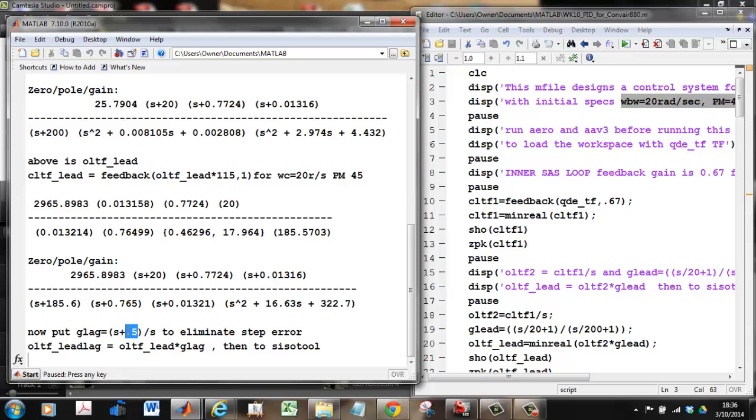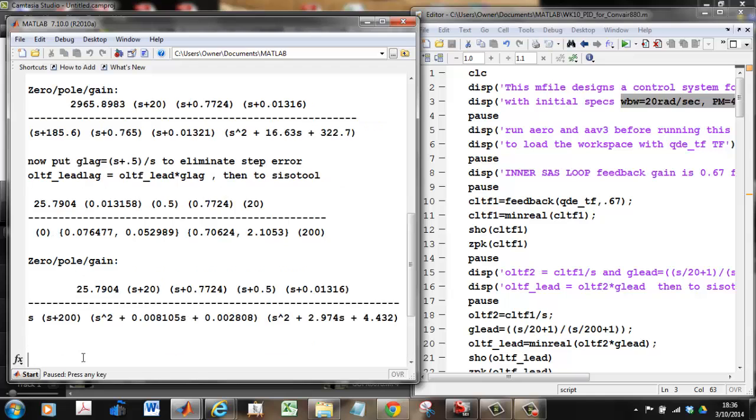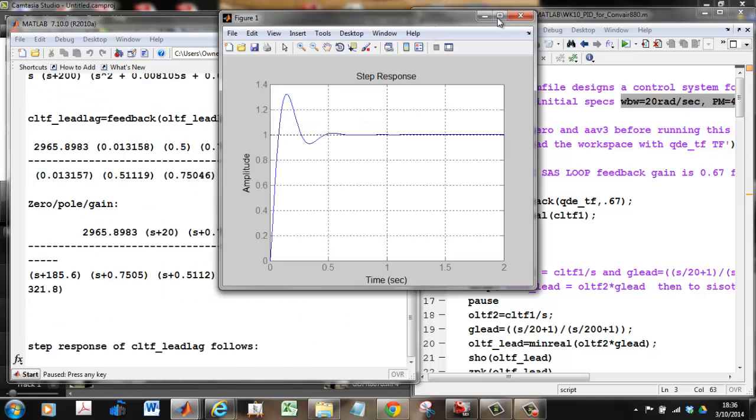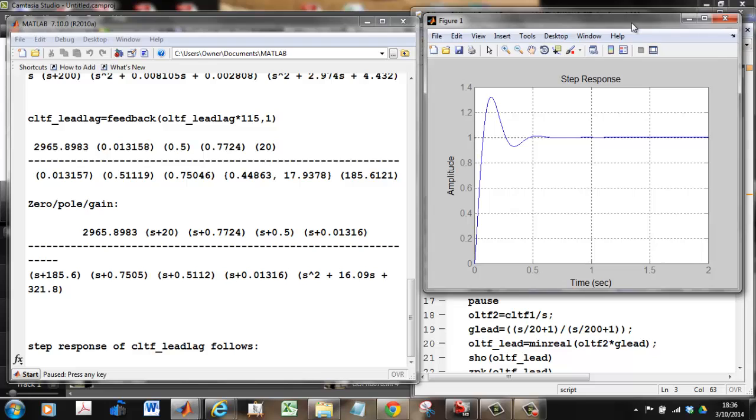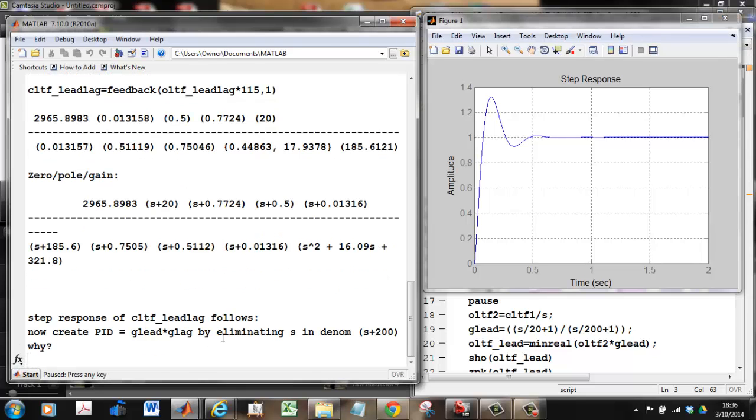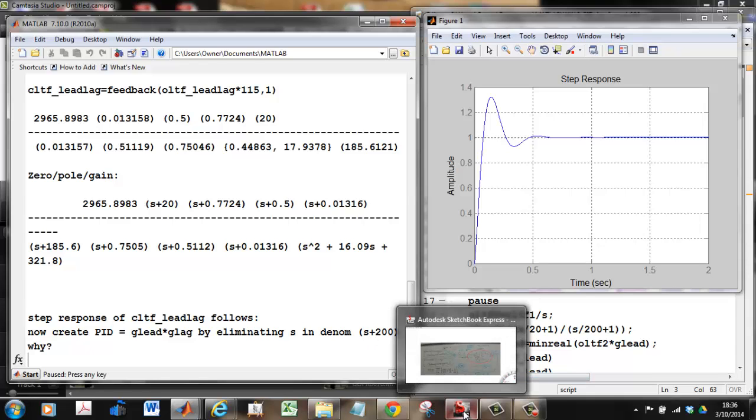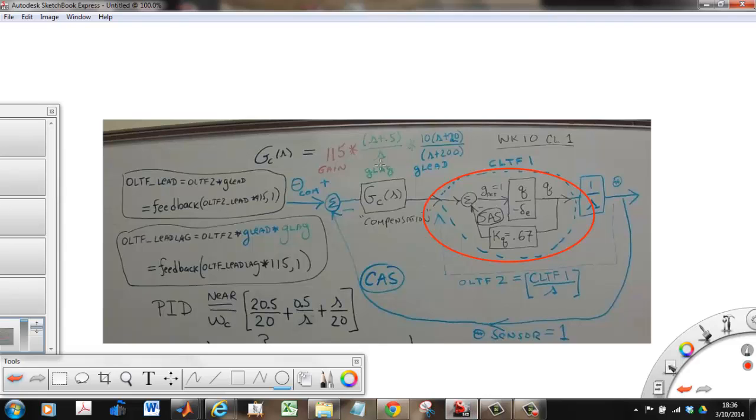So S plus 2 over S would have worked as well, since the gain would have been taken out by 20 radians per second. And here's our response. Again, I'm skipping this SISO loop. We can create a PID by eliminating the S in the denominator of S plus 200. So let's take a look at this.